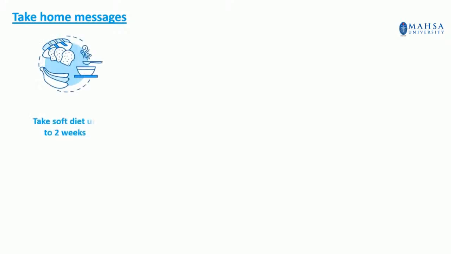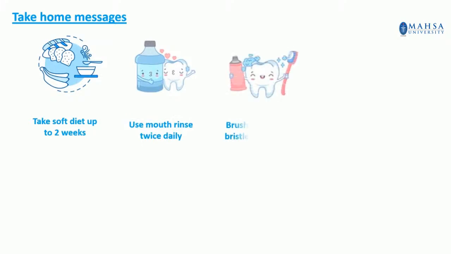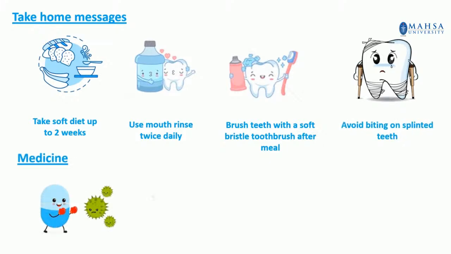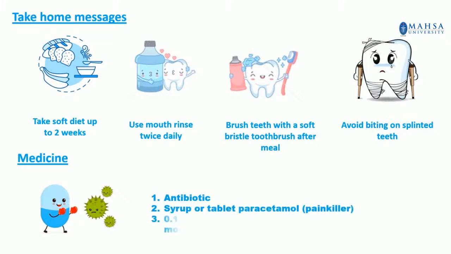The take-home messages are to take a soft diet for up to 2 weeks, use mouth rinse twice daily, brush the teeth with a soft bristle toothbrush, and avoid biting on the splinted teeth. As for medication, the patient will be given antibiotic, syrup or tablet paracetamol, and 0.12% chlorhexidine gluconate mouthwash.